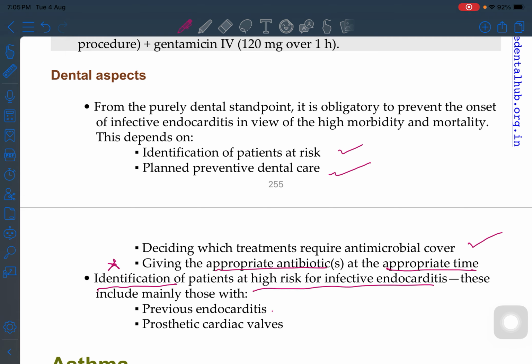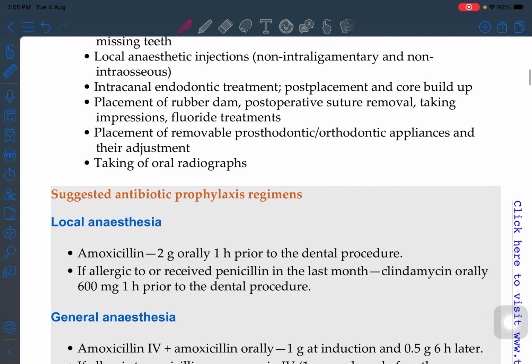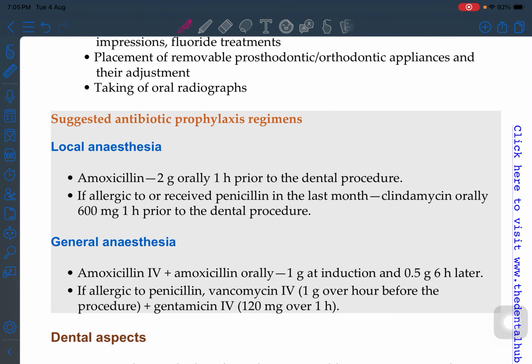These include mainly those who have had previous endocarditis and those with prosthetic cardiac valves. And the last thing is the antibiotic prophylaxis regimen that is asked everywhere. Under local anesthesia, if you are doing a procedure, we have to give amoxicillin 2 gram orally 1 hour prior to the dental procedure. If allergic to amoxicillin or to any penicillin in the last month, clindamycin orally 600 mg 1 hour prior to the procedure.